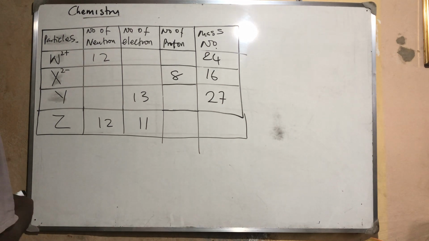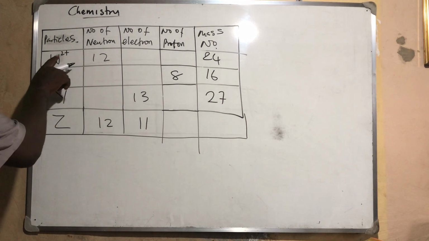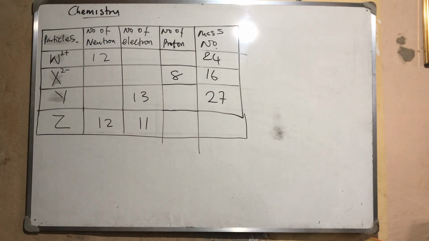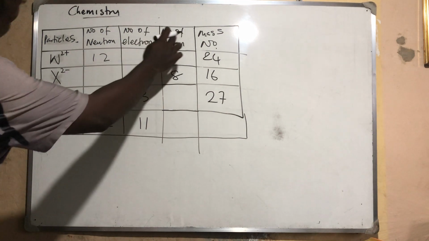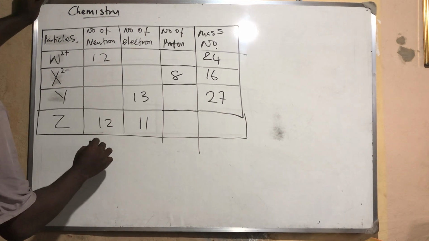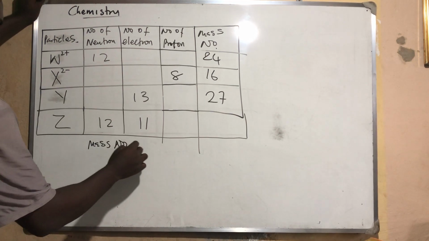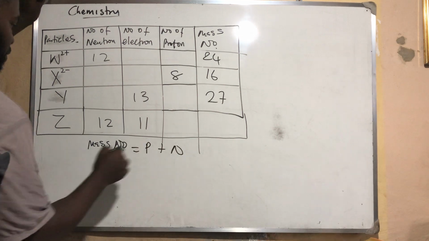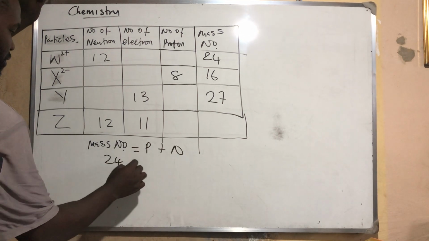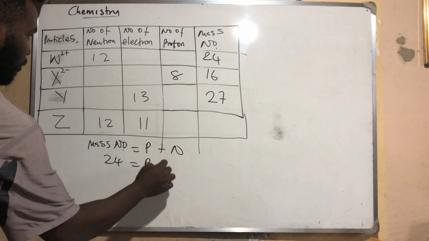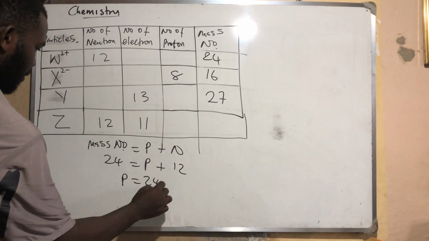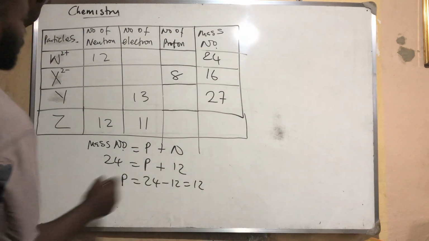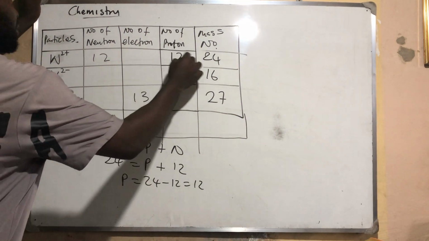Very, very simple. Now, normally this one is 2 plus. I told you that if you are positive, it means you are a giver, you gave out. So first of all, let us get the proton number, because we know that mass number is equal to proton plus neutron. So the mass number is 24, equal to the proton that I'm looking for plus the neutron they gave us, which is 12. So proton will now be 24 minus 12, which is 12.